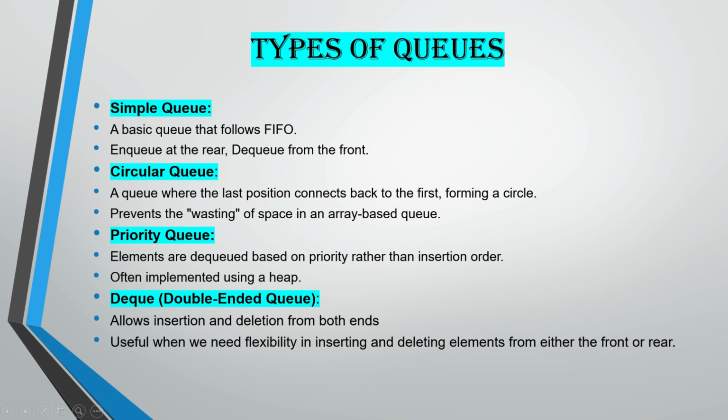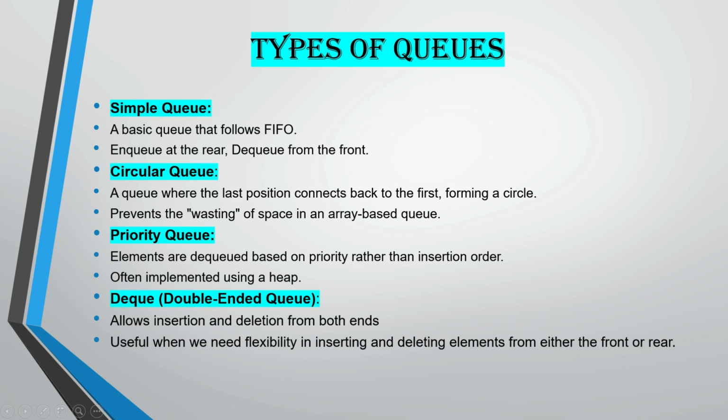Different types of queues in data structures. A simple queue follows the first in, first out principle, or FIFO. Here, elements are added at the rear and removed from the front, following a straightforward order. Next, we have the circular queue. This type of queue connects the last position back to the first, forming a circle. It prevents the wasted space seen in traditional queues by reusing memory efficiently.